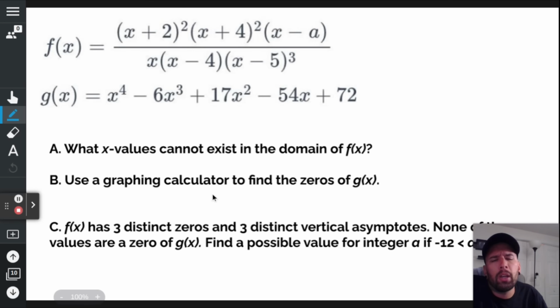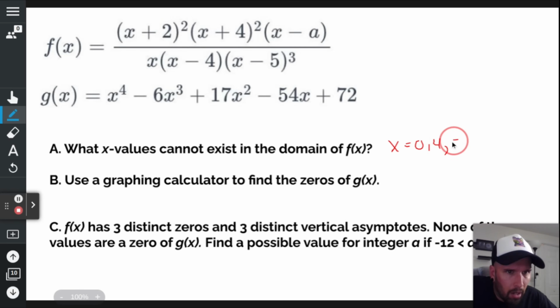What x values cannot exist in the domain of f of x? All right, this is friendly enough. This is fancy talk for saying what are you not allowed to plug in? For f of x, I am not allowed to plug in 0. I am not allowed to plug in the opposite of x minus 4, and I'm not allowed to plug in the opposite of x minus 5. Friendly.